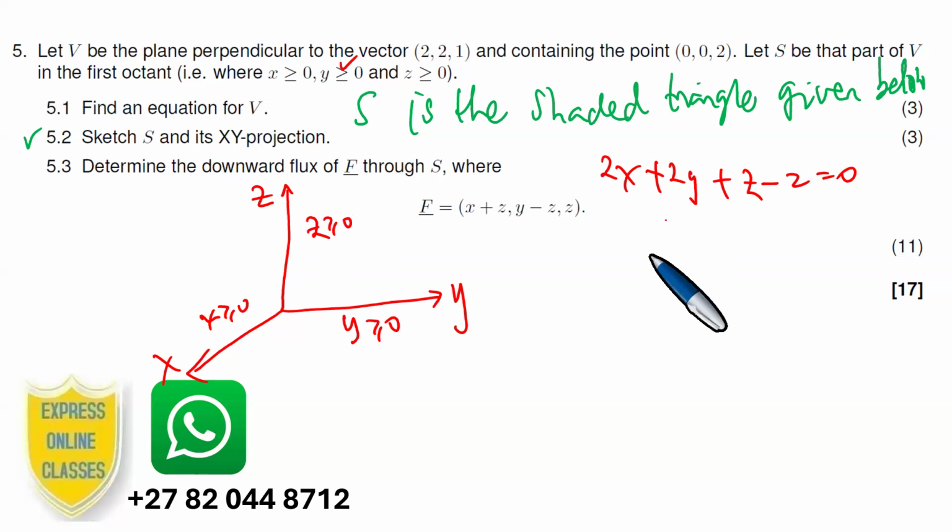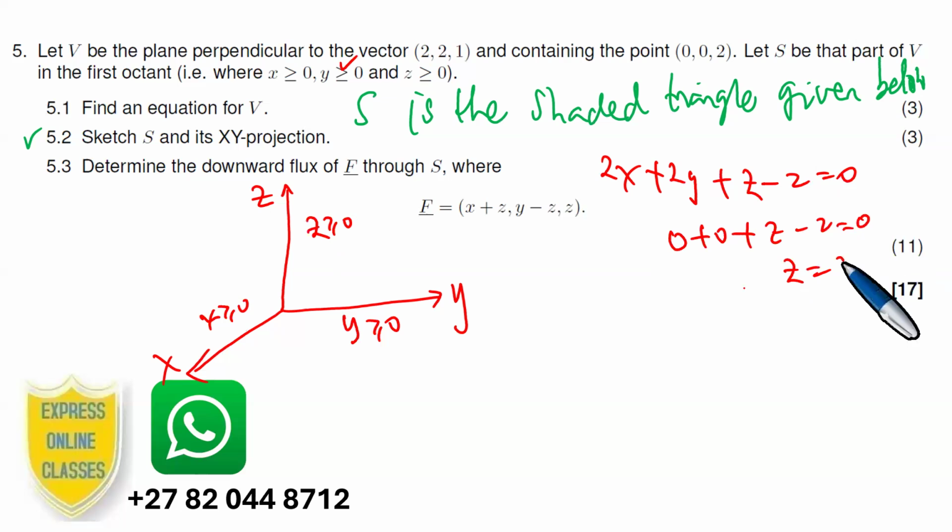If we are in the xy plane, then we say z equals 0. If x and y are 0, then you have 0 plus 0 plus z minus 2 equals 0, which means that z equals 2. So you're going to have, for instance, z equals 2.